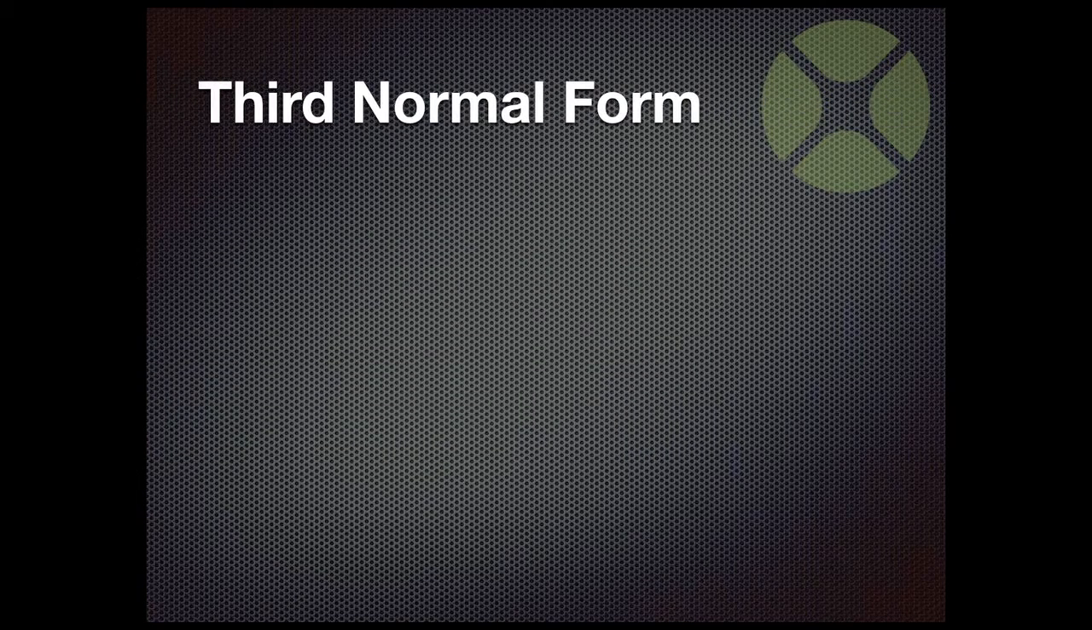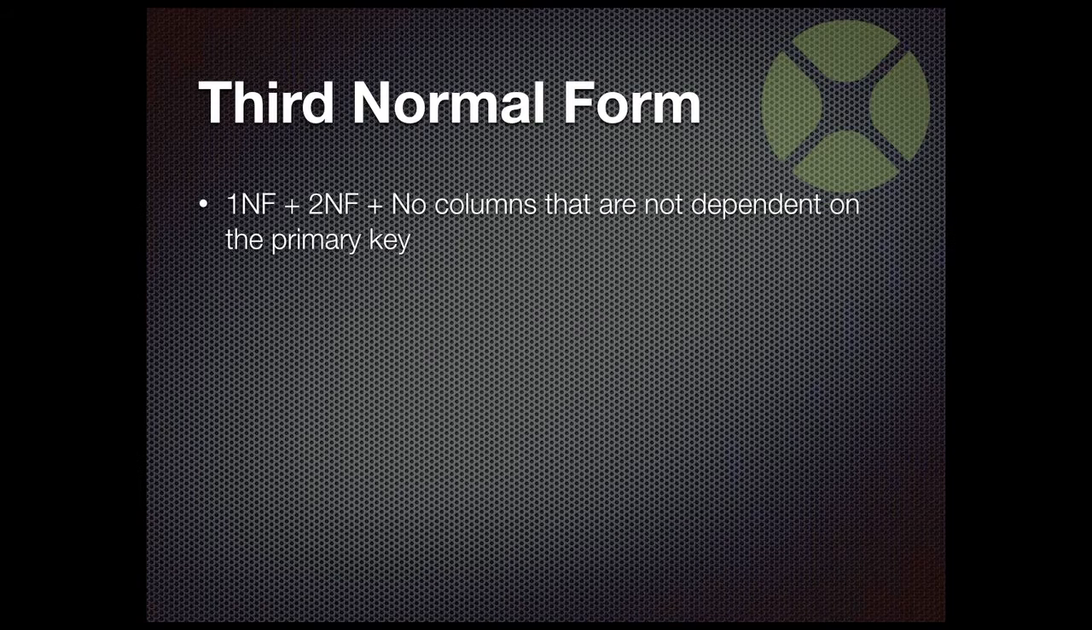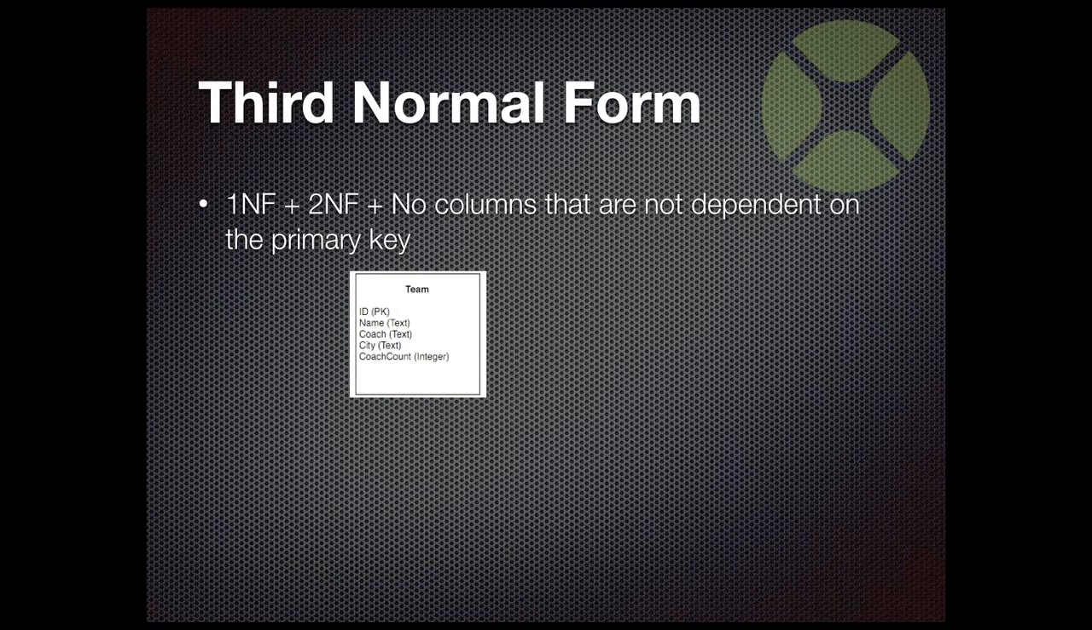All right, the last one we're going to talk about for normalization is third normal form. That means you've achieved first and second normal forms, plus you no longer have any columns that are not dependent on the primary key. So here is our team table again, and you see there's a column at the end called coach count. It's just an integer.